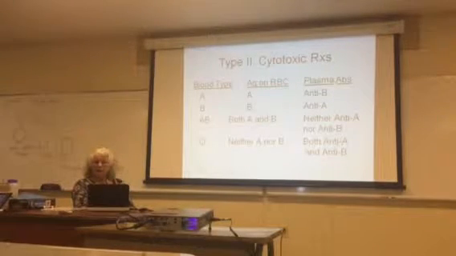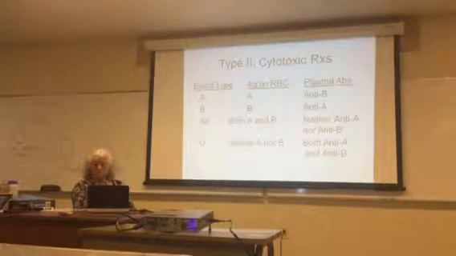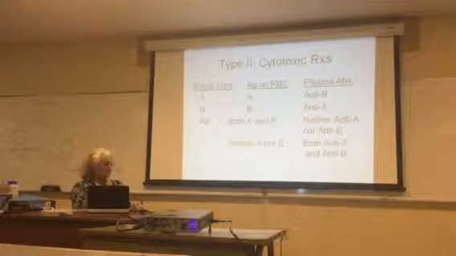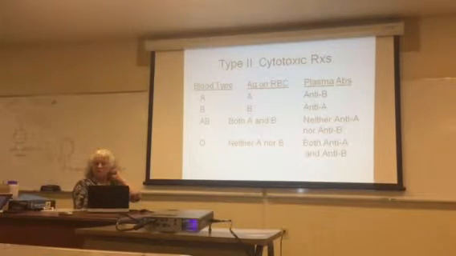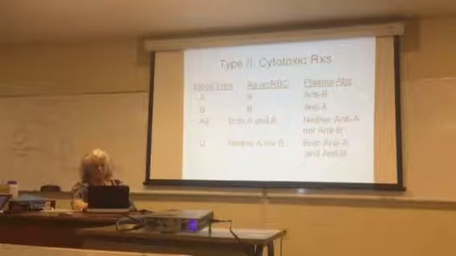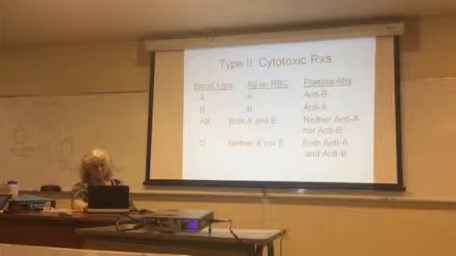Circulating against the A or the B, because it has both those antigens on the blood cell. Blood type O doesn't have either an A or B antigen on the blood cell. So it has both. Its antibodies that are circulating in the plasma are both anti-A and anti-B antibodies. Make sense?